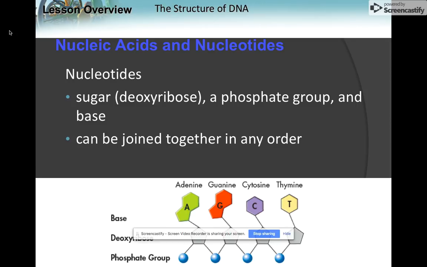It doesn't matter what order the bases are in. They're in any order, and that's what makes you the way that you are. So my base pairs are in a different order than your base pairs are, and that's why we look different. We make different proteins, and we don't look identical to each other.